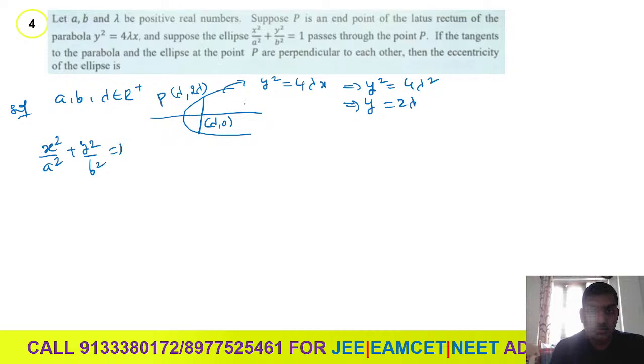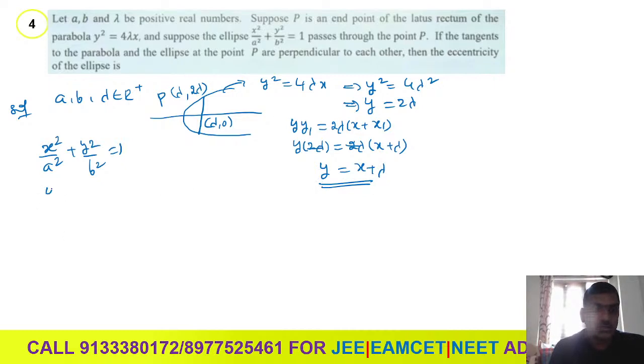If the tangents to the parabola and the ellipse at the point P are perpendicular to each other. For y square equal to 4 lambda x, the tangent is y y1 equals 2 lambda times x plus x1. So y times 2 lambda equals 2 lambda times x plus lambda. The 2 lambda gets cancelled, so y is equal to x plus lambda. This is the tangent to the parabola.